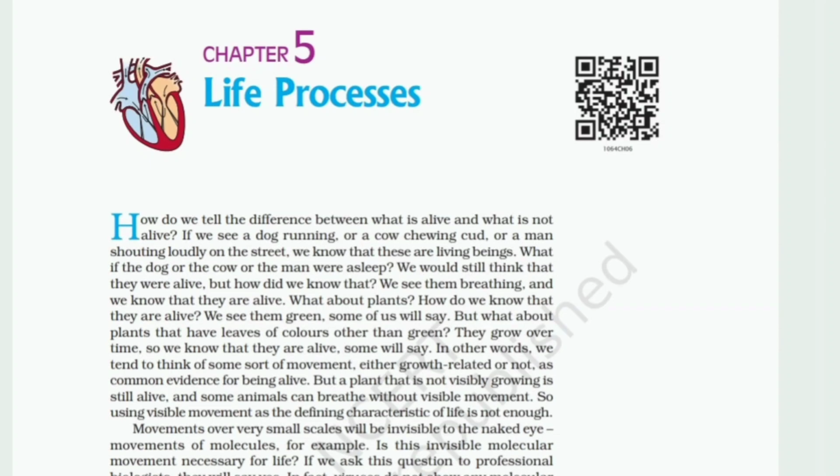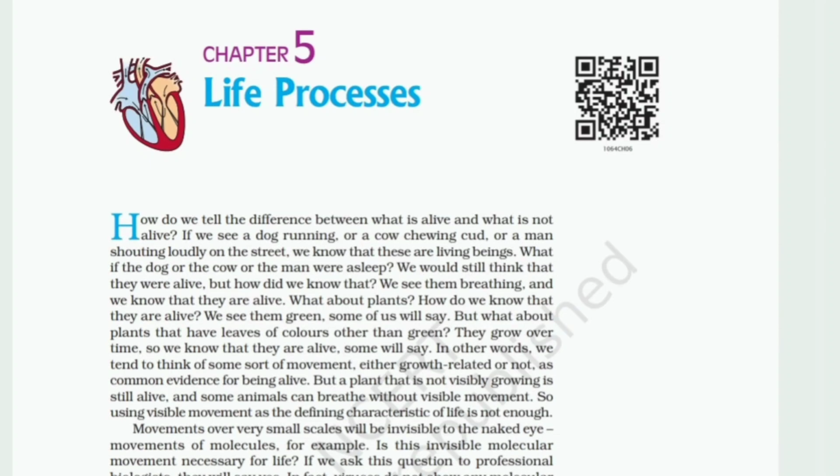What about plants? How do we know that they are alive? We see them green, some of us will say. But what about plants that have leaves of colors other than green? They grow over time, so we know that they are alive, some will say.